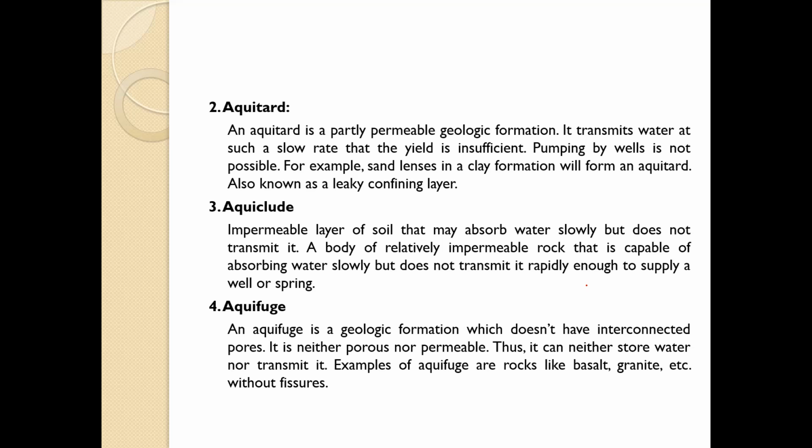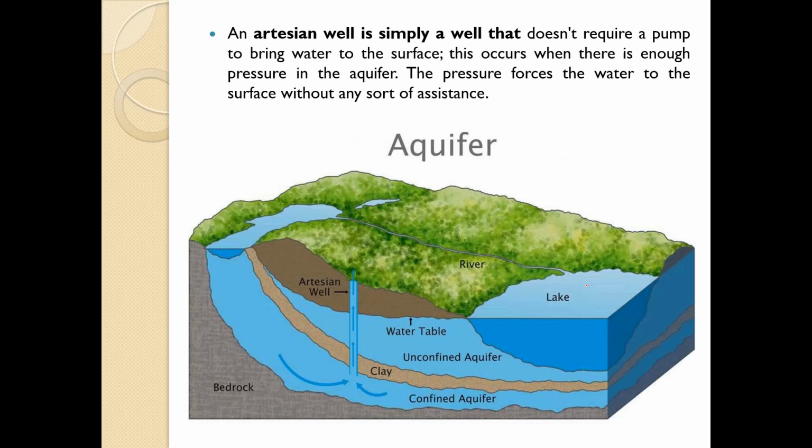Then aquifuge. The aquifuge is a geological formation which doesn't have interconnected pores. It is neither porous nor permeable, thus it can neither store water nor transmit it. Examples of aquifuge are rocks like basalt, granite, etc., without fissures. In this geological formation, there will not be any transfer of water because it doesn't have any pores and is not permeable. So keep all these things in mind. Basically we are focusing upon the aquifers.